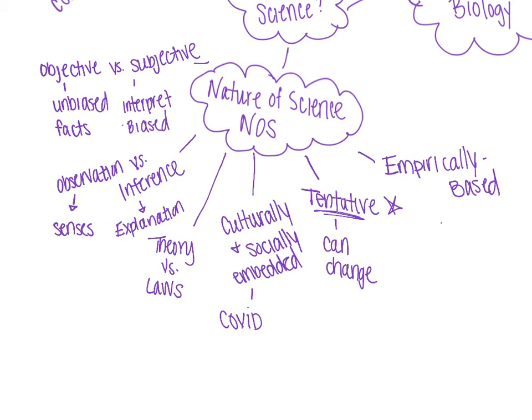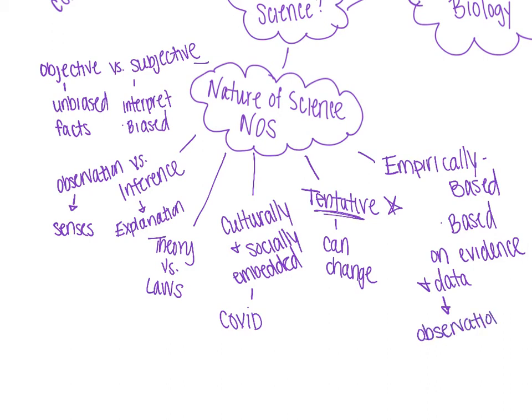So what does empirically based mean? It means that our scientific facts and explanations are going to be based on evidence and data. Okay. And we get these from observations and experiments.